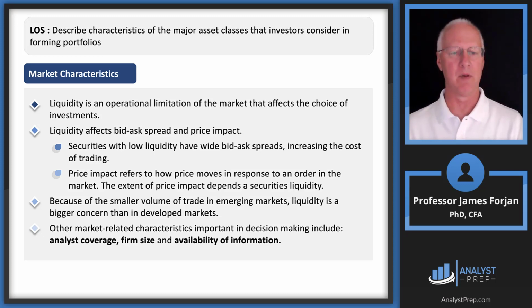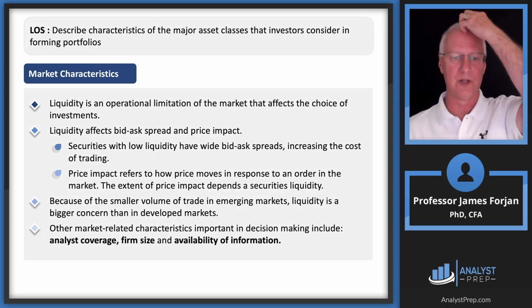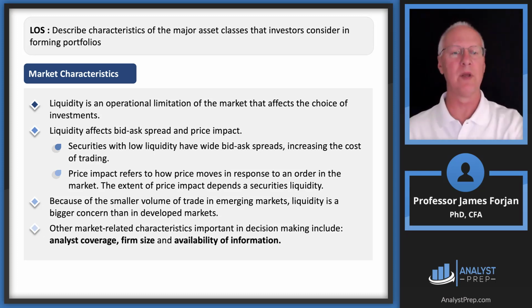So look at the last diamond point. Other characteristics: analyst coverage, firm size, and availability of information. We talk at length about those different characteristics, especially when we talk about the efficient markets hypothesis.